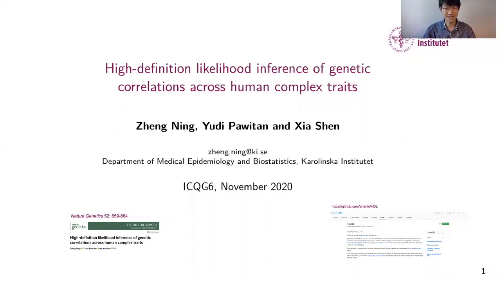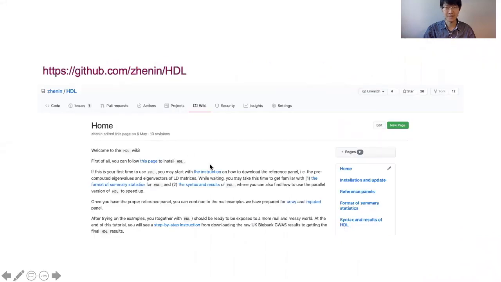I'm from Karolinska Institute. The topic of my presentation today is high-definition likelihood inference of genetic correlations across human complex traits. This study has been published in Nature Genetics, and we made an R package called HDL to implement the method we developed in this paper.